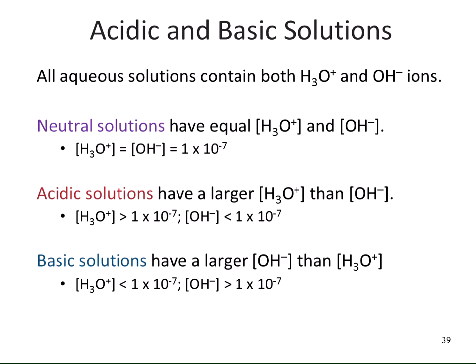Again, all aqueous solutions contain both hydronium and hydroxide ions. Neutral solutions have equal concentrations of these two ions. Acidic solutions have a larger hydronium ion concentration than hydroxide, so the H3O+ concentration is greater than 10 to the negative 7th, and the hydroxide therefore has to be lower, less than 10 to the minus 7th. Conversely, basic solutions have a larger hydroxide concentration than hydronium, so the hydronium is less than 10 to the minus 7th and the hydroxide is greater than 10 to the minus 7th.